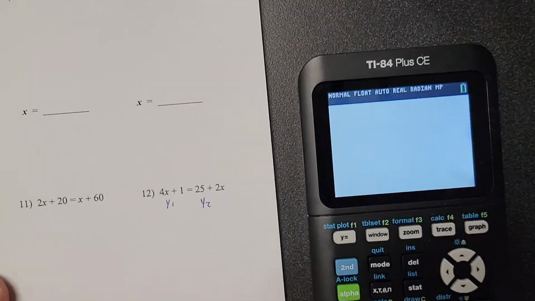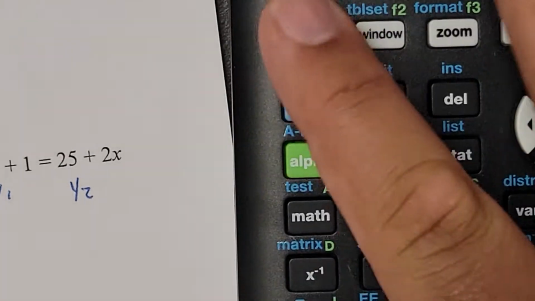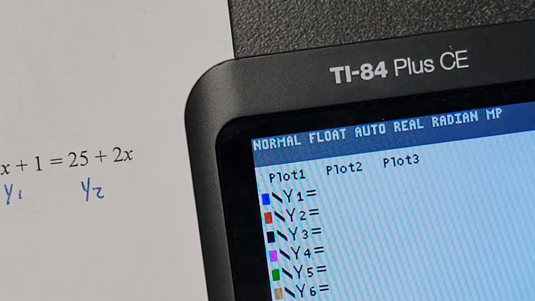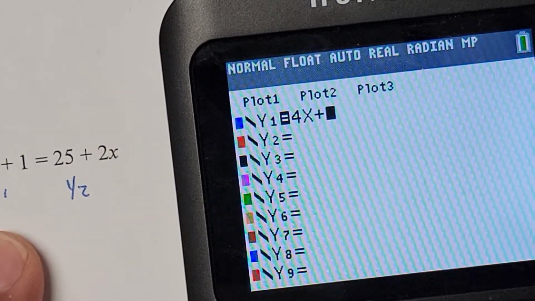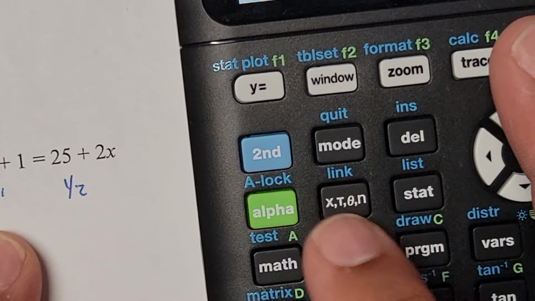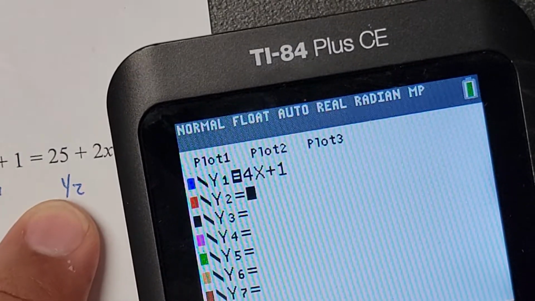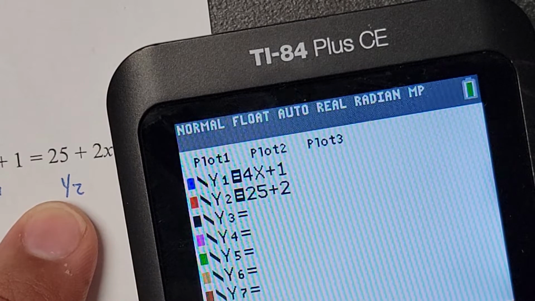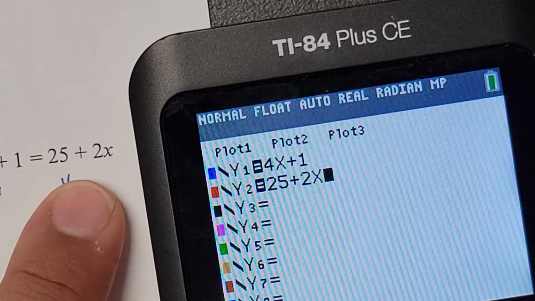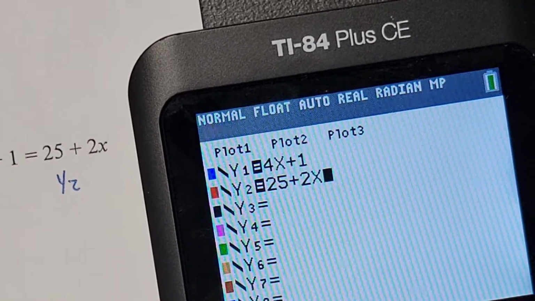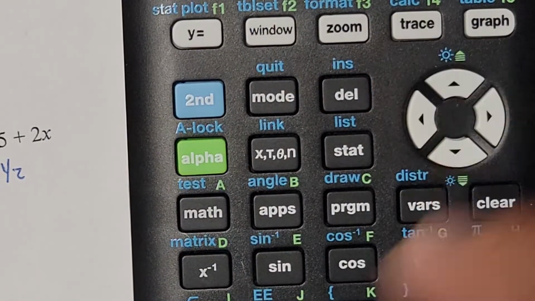So then from here, I'm going to go ahead and plug it into my calculator. So my step one is push the y equals button. Then we're going to enter our data for step 2 for x plus 1. Remember, the x button is right here. And then when you see the equal sign, go down. 25 plus 2x. Oops, sorry. X, there you go. Then after I type in my data, my step 3 says push second trace.